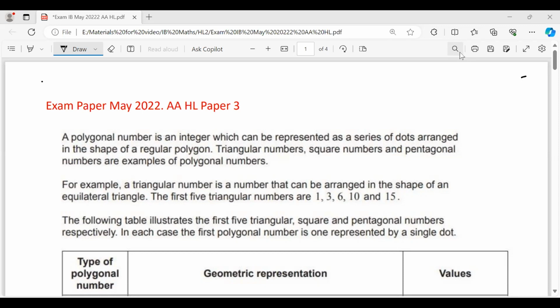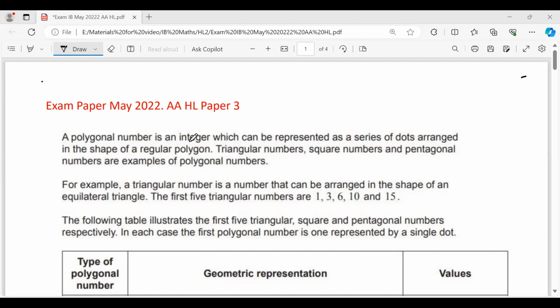In this video, I'm going to discuss how we find the solutions of an IB exam paper, May 2022, AA High Level, Paper 3. Okay, let's start with number 1.